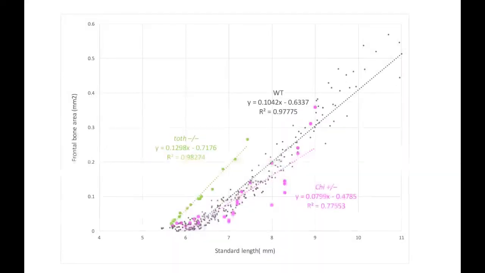However, when we plot the growth data, it's apparent that the two mutants show a very different pattern. While the Chihuahua mutants show a delay in frontal bone growth relative to standard length, the Toth mutants actually show the opposite pattern of growth, with faster frontal bone growth relative to standard length.